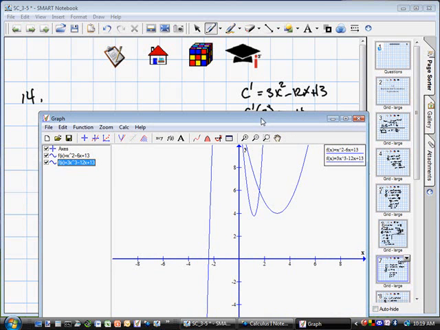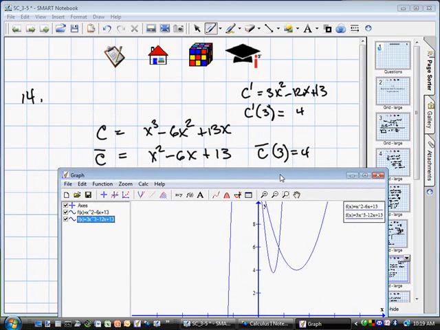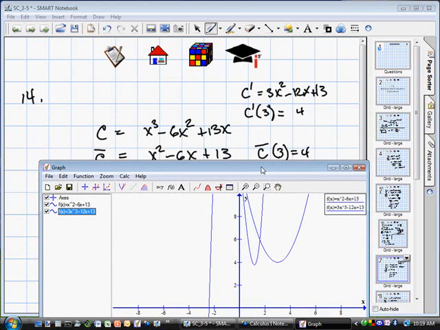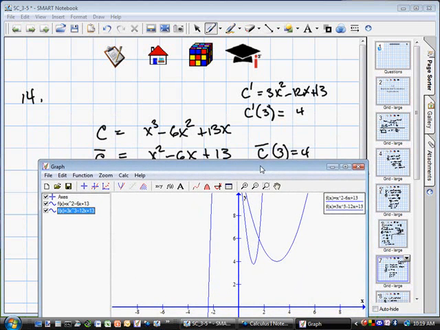Something is not correct. What I was going to show you is that at 3, they both cross at the point 3, 4, and they don't. This one goes to 3, 4 right there. What did I do? Did I copy those wrong?